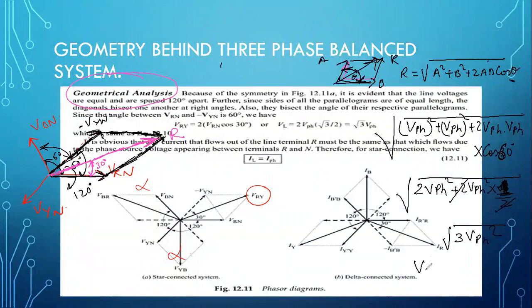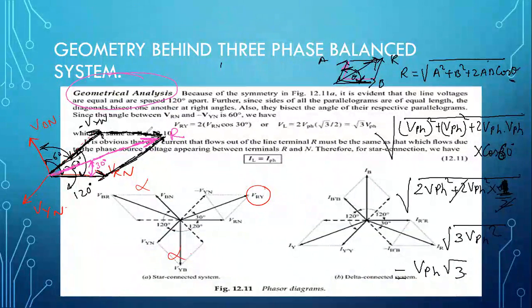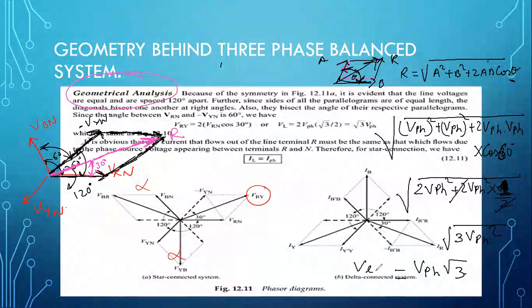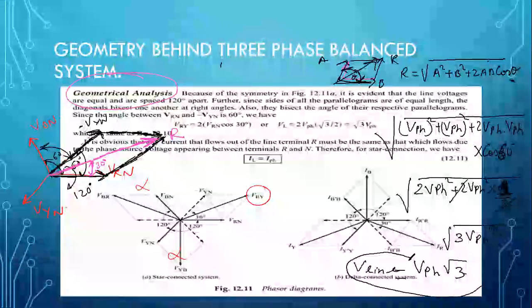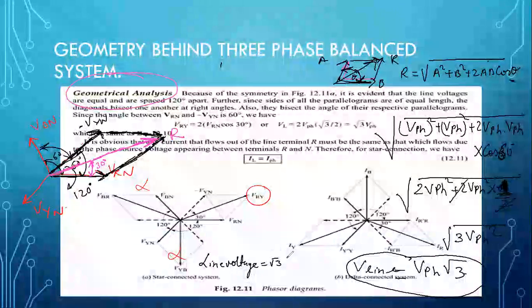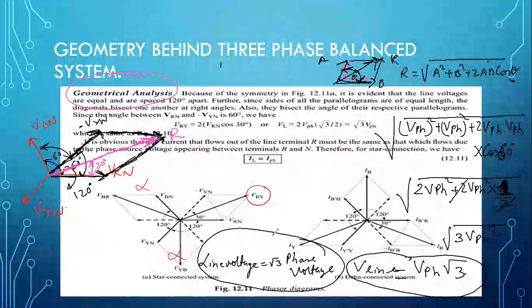Okay, Vph will go outside. It is the square root of the square, so it is Vph, and we have this root 3, which is equal to my resultant value, which is nothing but my line value, or I can say this is the line voltage. So that is how we can prove that my line voltage is always equal to root 3 times my phase voltage. Okay, so this is one very important part.